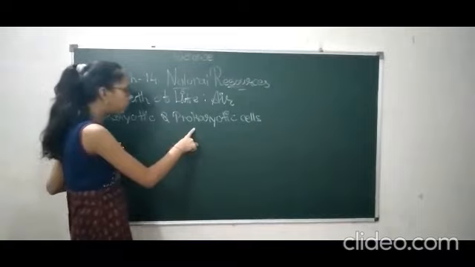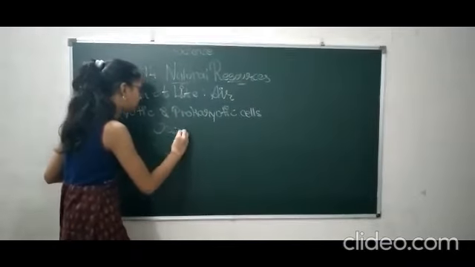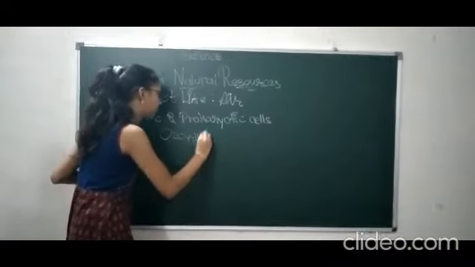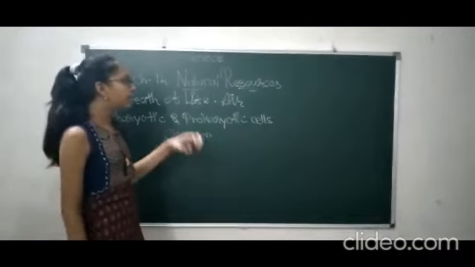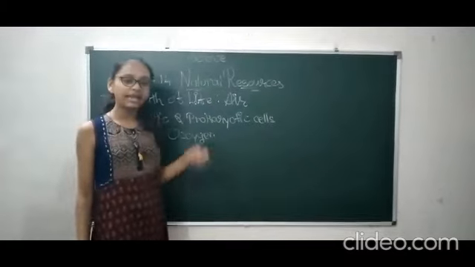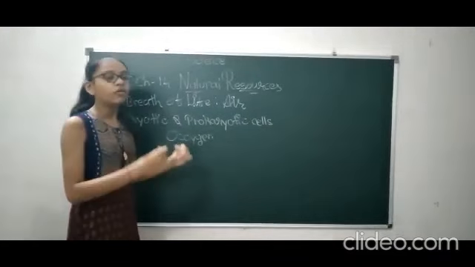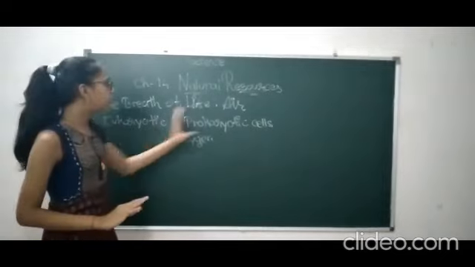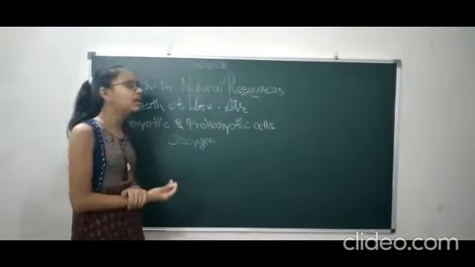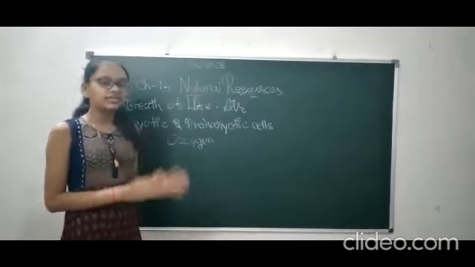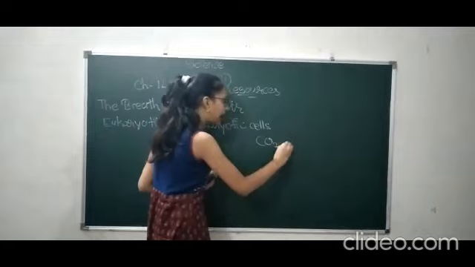Eukaryotic and prokaryotic cells, they also need oxygen. Now why do they need oxygen? To break down the glucose molecule which is present and to do their activities. Now when this is going on to break down the glucose molecules and to do their activities, it results in carbon dioxide.